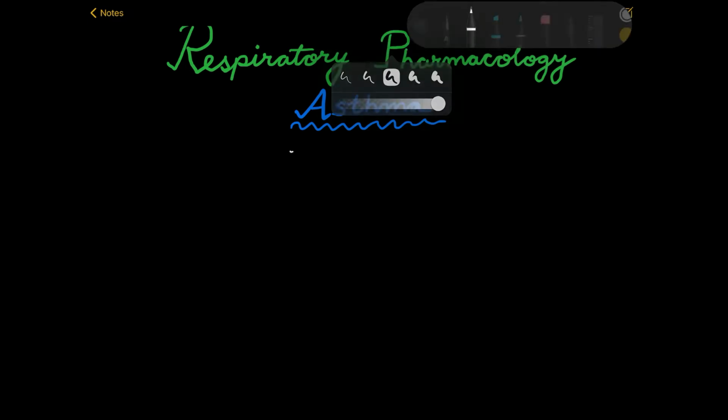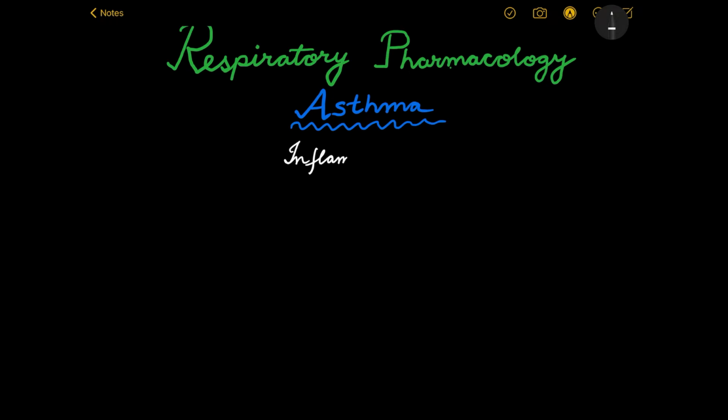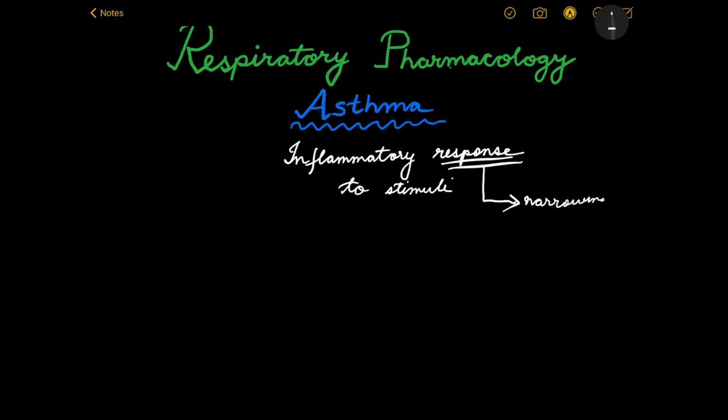Asthma is primarily an inflammatory condition, or rather it's an inflammatory response. Inflammatory response to what? You're responding to something. What are you responding to? It can be a number of stimuli, right? It can be cold, it can be some kind of allergen. What exactly is your response? Your response is narrowing of air tubes, that is the bronchioles, alveoli.